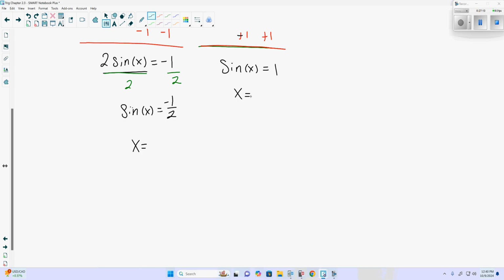Questions on how we got sine of x equals 1 and sine of x equals negative 1/2? We feel good getting to there, yes? Unit circle. So we can do the negative 1/2 first. So again, sine is the y values, we're just looking around the unit circle for negative 1/2. 7 pi over 6. And what else? There's 2 of them. Now we need to see where sine of x equals 1.